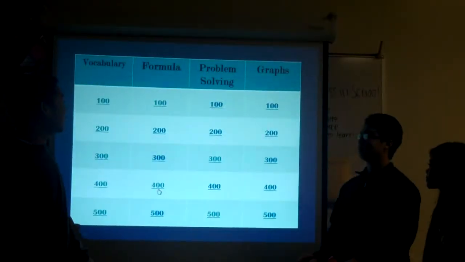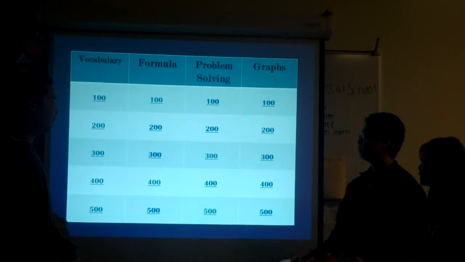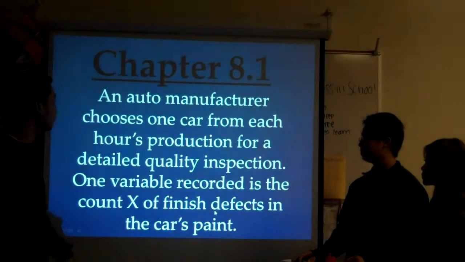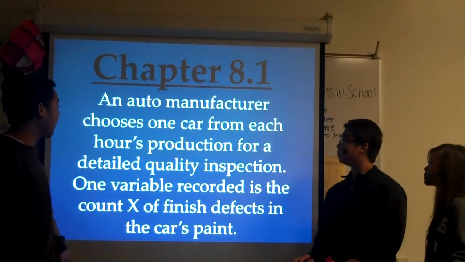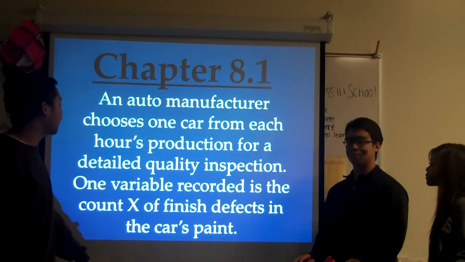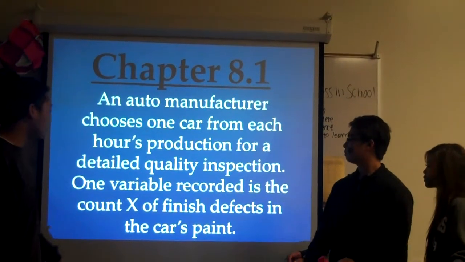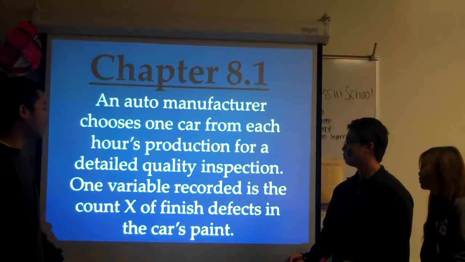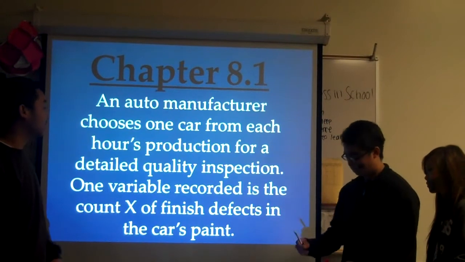So since Nee got the correct answer, what would be your next category? Problem solving for 500. In chapter 8.1, an auto manufacturer chooses one car from each hour's production for a detailed quality inspection. One variable recorded is the count X of finished defects in the car's paint. What is the answer? I'll give you time to solve the problem.